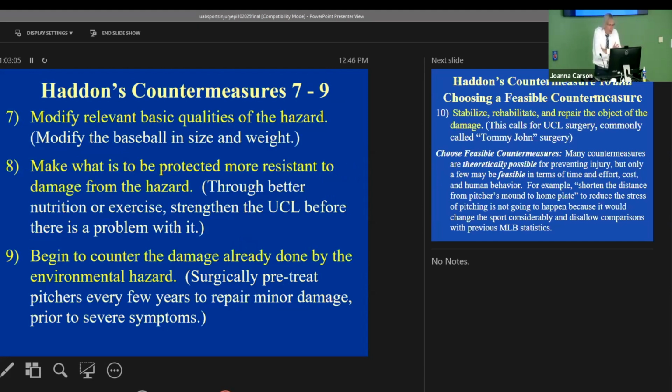Okay, number 7, modify the baseball. But again, baseball is one of those sports with more than a century of data. If you change the game too much, it's okay with me, but I don't know that that's going to fly. Strengthen the UCL, is that surgically possible? Begin to counter the damage. Okay.